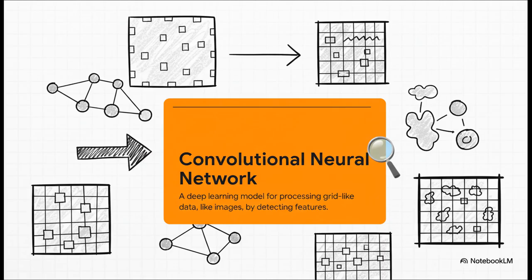Okay, so here's the textbook definition. A convolutional neural network is a type of deep learning model that's built specifically for data that comes in a grid, like a picture. But here's its superpower. You don't have to tell it what to look for. It automatically learns to spot the important features, things like edges, textures, and shapes, all by itself.